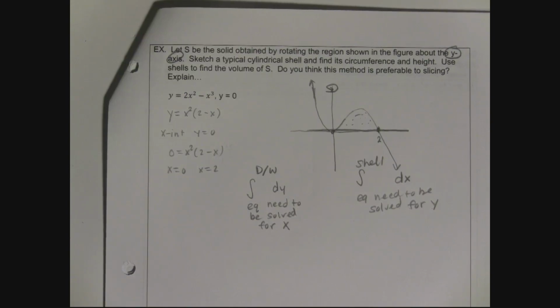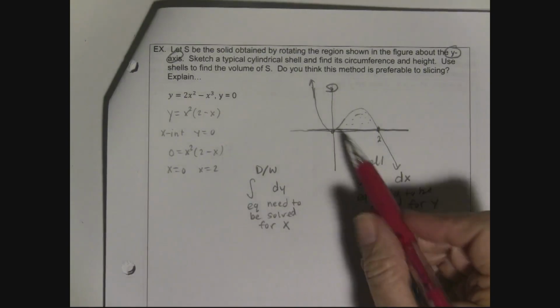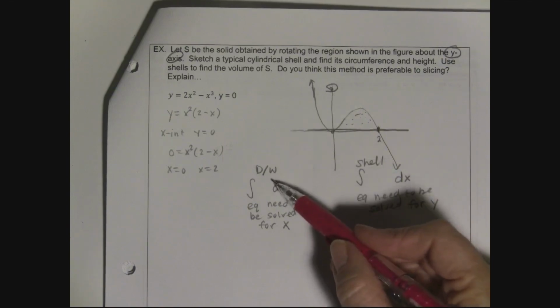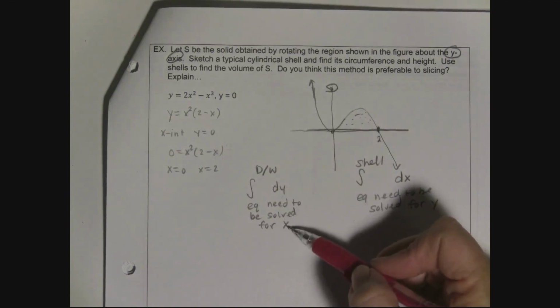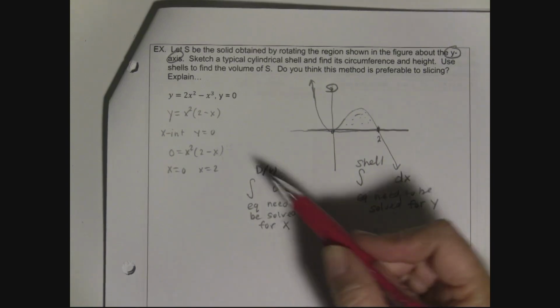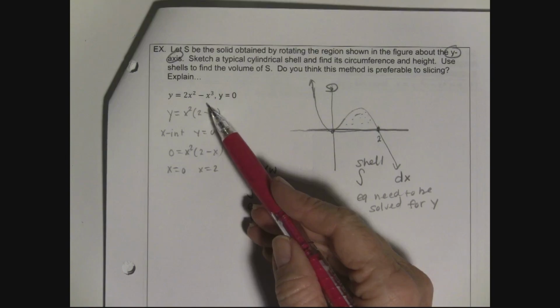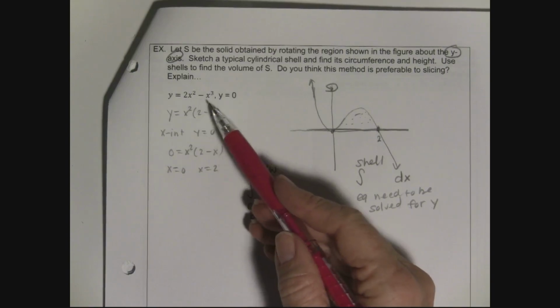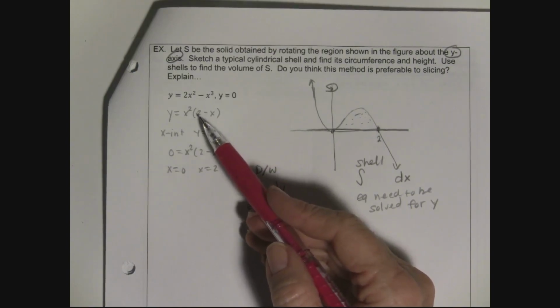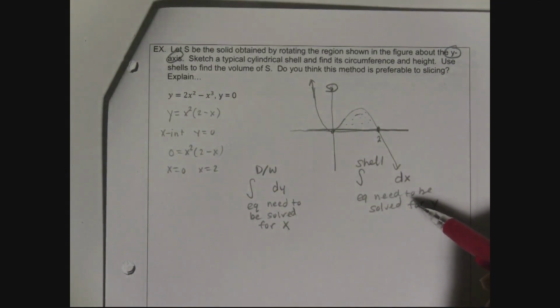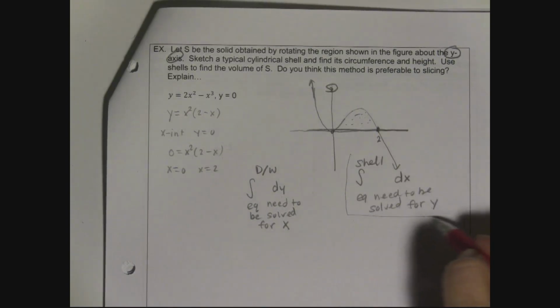So now I'm looking at it. Do I want to do a disc washer or do I want to do a shell? Because I was going around the y-axis, the disc washer would mean I would have dy, which would mean my equations would need to be solved for x. And I don't want to solve this equation for x. In fact, I doubt that I can solve it for x because of the way it is. So I would need another method that doesn't require I solve for x, but requires I solve for y. And the shell fits that bill. And so that's the reason that I'm choosing to use the shell.